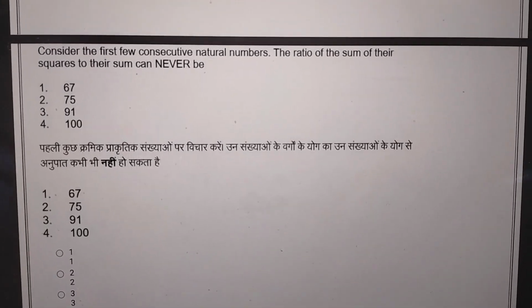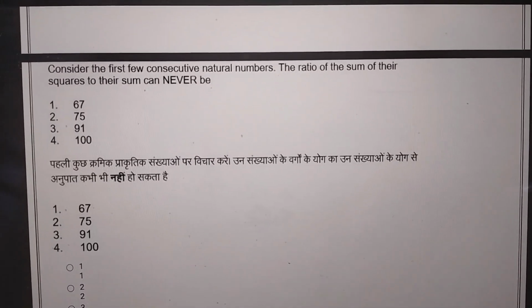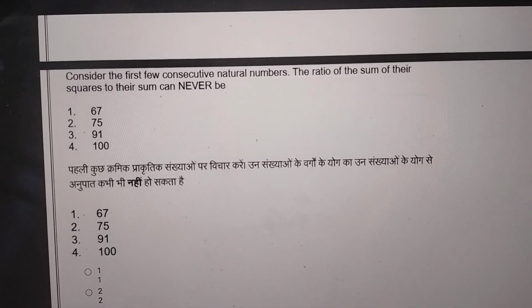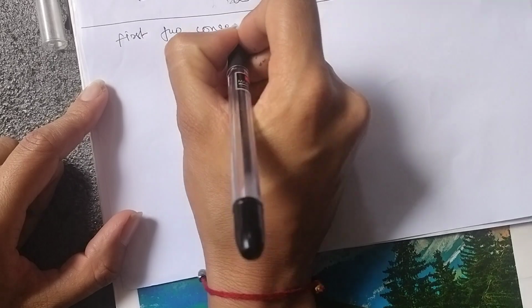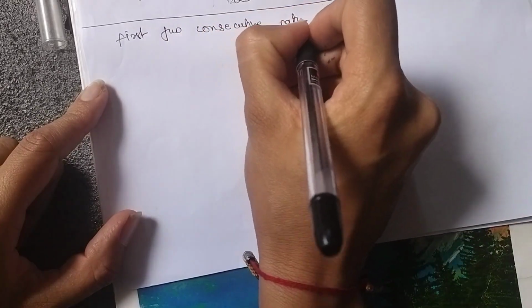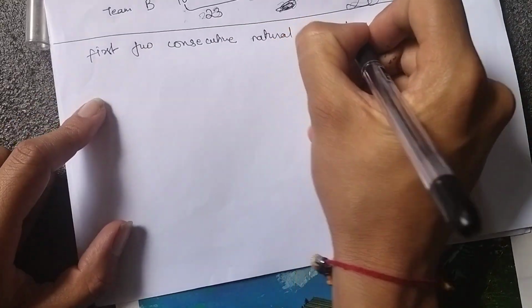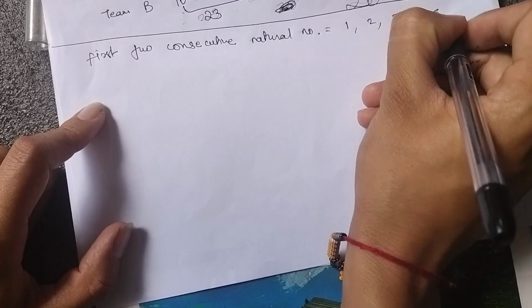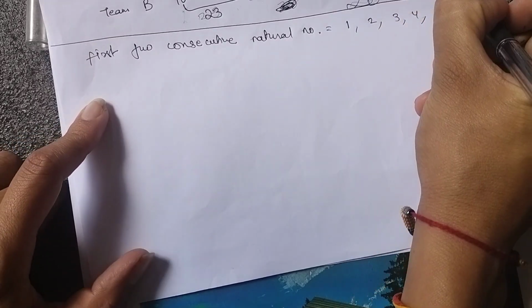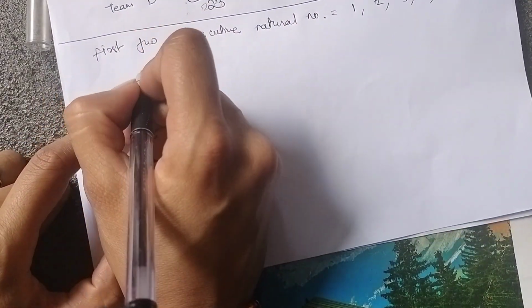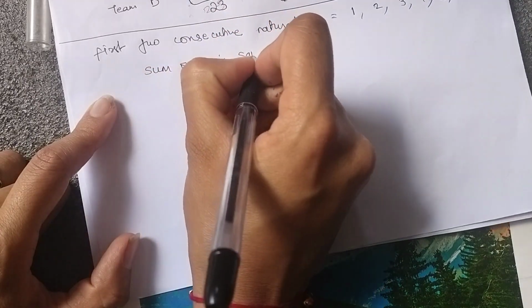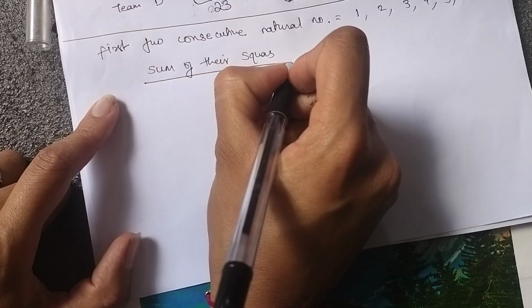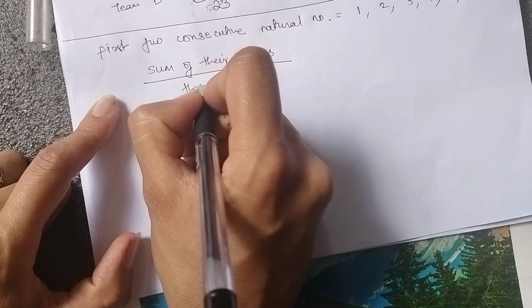Here it says, consider the first few consecutive natural numbers. The ratio of the sum of their squares to their sum can never be. So your first few consecutive natural numbers can be your 1, 2, 3, 4, 5. In the question it says the ratio of the sum of their squares to their sum.